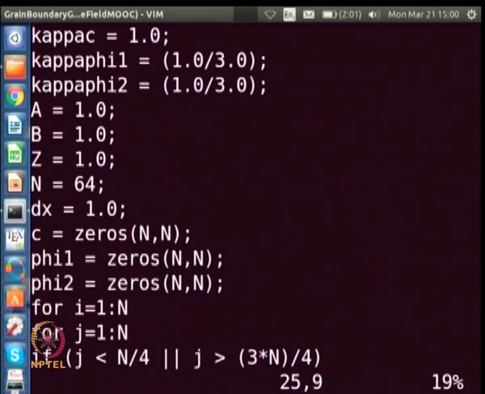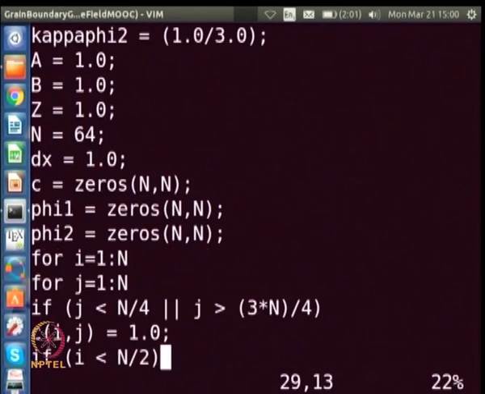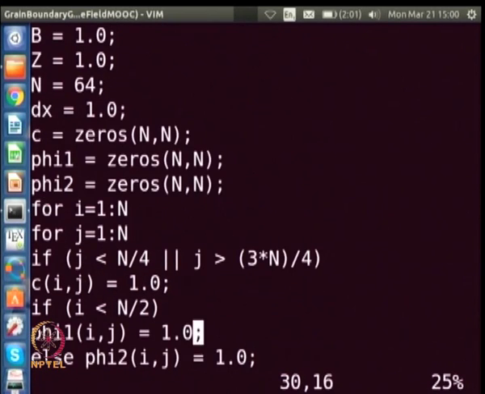Then I go to each point in the domain, and if I am in the first quarter or the fourth quarter, then I am going to make c equal to 1, because that is where the solid is. The central half is basically the vapor, where c will continue to be 0, and phi 1, phi 2 will continue to be 0. Wherever c is 1, for half of it I will assume phi 1 is 1, and for the other half I will assume phi 2 to be 1.